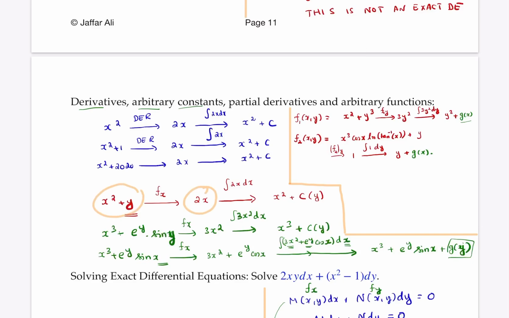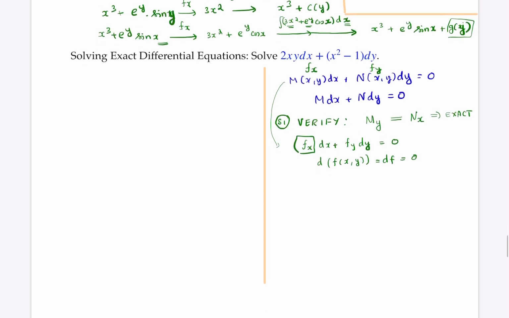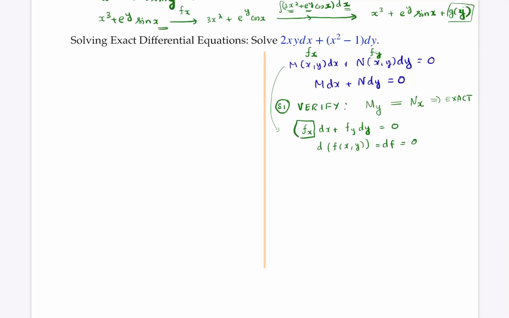To get the f, what am I supposed to do? If I integrate this with respect to x, that's going to give me the original function f. If this was fy and I do the integral of this with respect to y, then I get my original f back. The only problem is we might lose something in the process, but we'll figure that out how to do it in a moment. I can choose either one, but for the sake of simplicity, to find this original function f, what I am going to do is take a look at the fx.